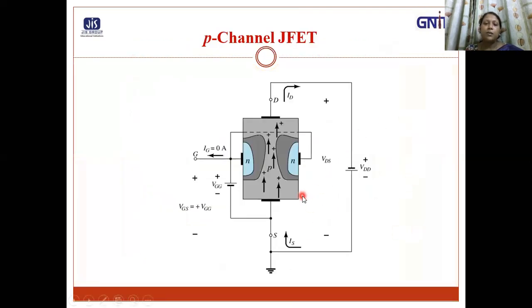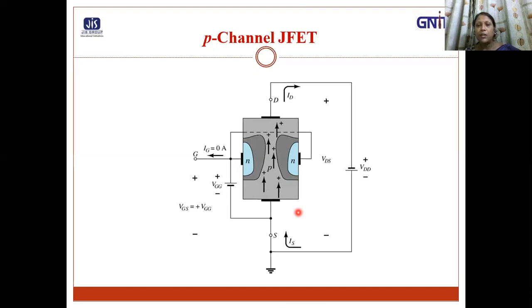So P-channel JFET has a similar type of phenomena we can observe. It reacts exactly in a similar fashion, except that the current carriers are holes in this case instead of electrons. Since only one type of majority carrier is used in JFET, they are called unipolar devices, unlike BJT.